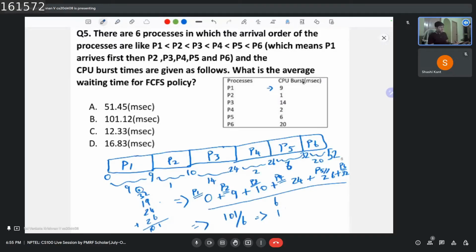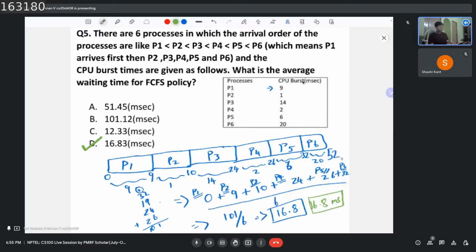41, 636, and 5, which is 8, so around 16.8. So out of these four choices, 16.8 is the correct answer. So 16.8 milliseconds is the average waiting time.